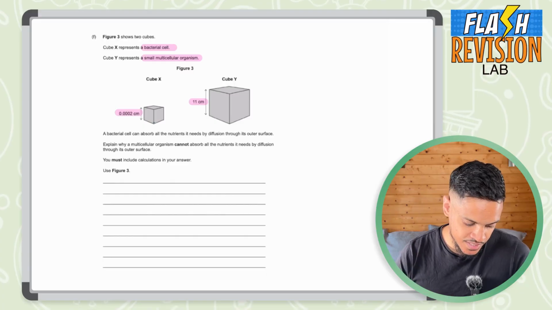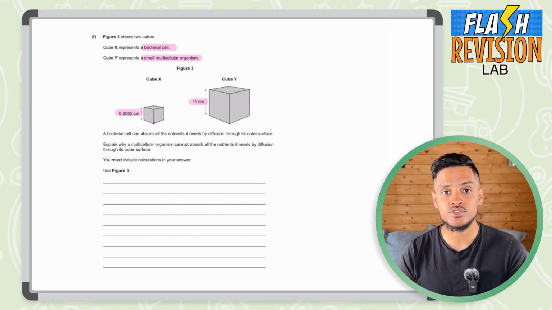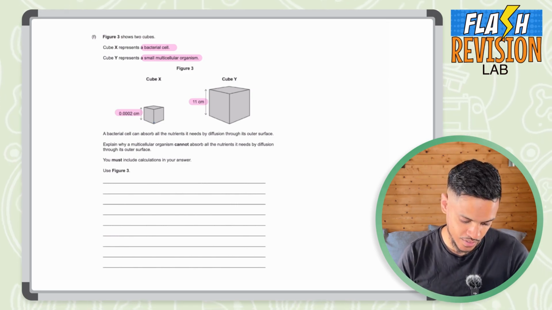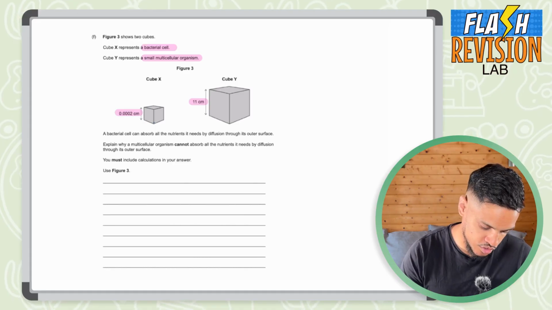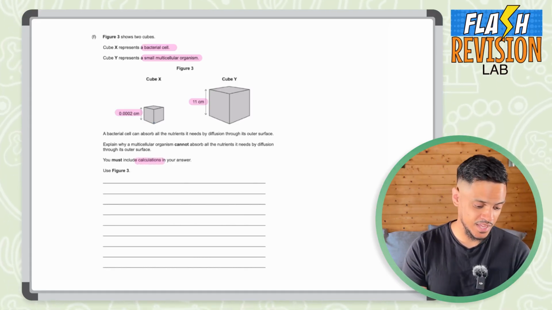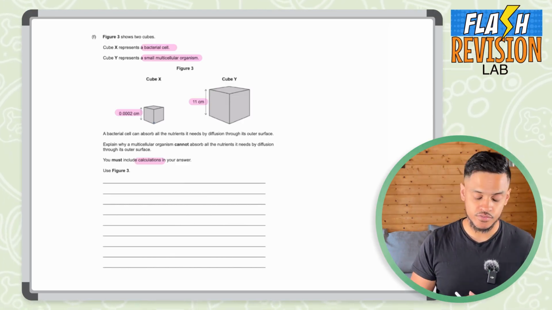The question then says a bacteria cell can absorb all the nutrients it needs by diffusion through its outer surface, but a multicellular organism cannot do that. And it wants us to explain why. And it wants us to use calculations. So what type of calculation do we need here? If you get cubes like this, it's usually just calculating surface area to volume ratio.